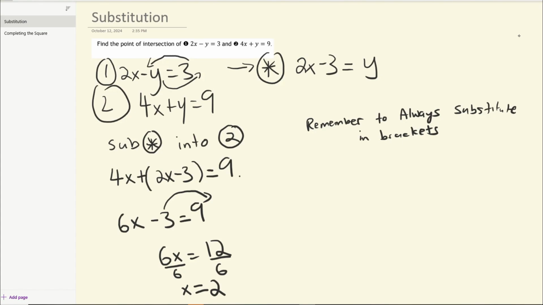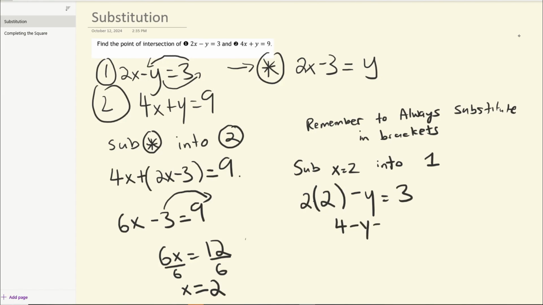I need to know what the y coordinate is. In this case, I'm going to substitute x equals 2 into any one of the equations. It doesn't matter which one. There's a lot of fluidity in these steps, but I think I'm going to substitute it into the first equation because it's a lot easier to rearrange for y. So I will substitute x equals 2 into equation 1, so it's 2 times 2 minus y equals 3.